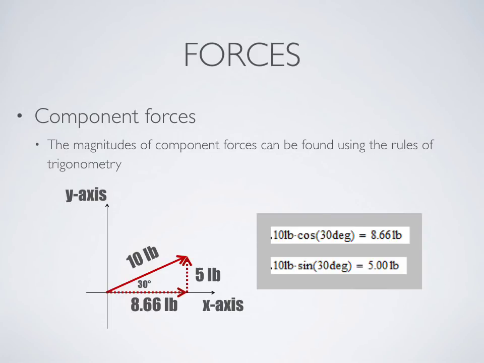So what do you suppose the magnitude of those components are? How do we find them? Oh, that's right. We go back to the laws of trigonometry, the rules that we used in the first class of the semester. So if we know that we have a force that's 10 pounds up and to the right at 30 degrees from the horizontal, I can use 10 pounds cosine of 30 degrees to get 8.66 pounds, the horizontal component, and 10 pounds sine of 30 degrees to get 5 pounds, the vertical component. This is how we determine the components of the resultant force.